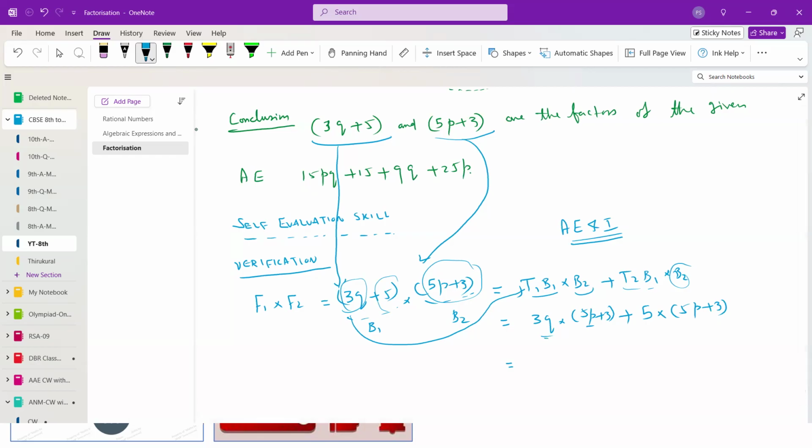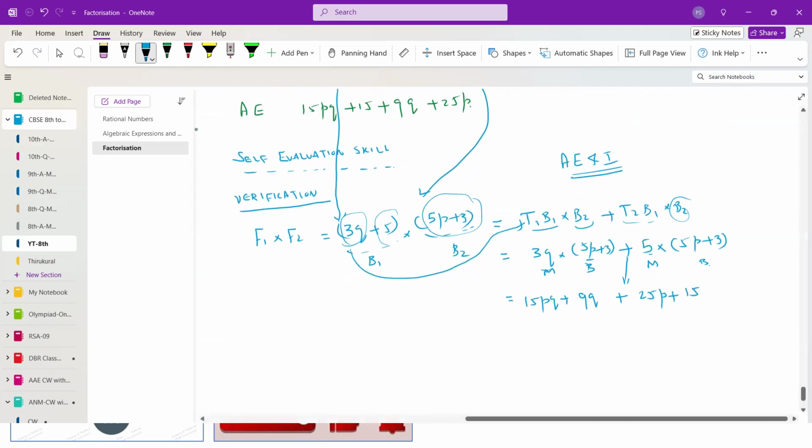So this actually we are doing monomial into binomial. Here also monomial into binomial. So 3q into 5p is 15pq. And this plus symbol we need to put it. 3q into 3 is 9q. Then this plus as it is, we need to bring it here. And 5 into 5p is 25p. Plus 5 into 3 is 15.